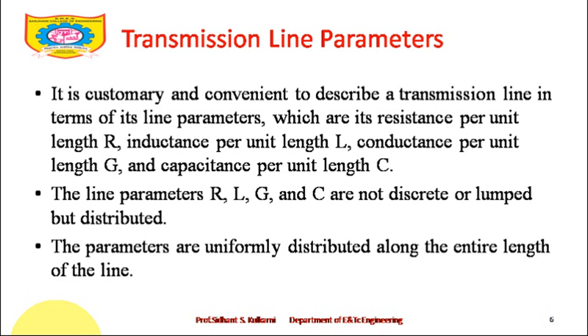So these things we are going to discuss right now. It is customary and convenient to describe a transmission line in terms of line parameters. These are called the line parameters or transmission line parameters, which are resistance per unit length, inductance per unit length, conductance per unit length, and capacitance per unit length. Why do I want to say something like that?